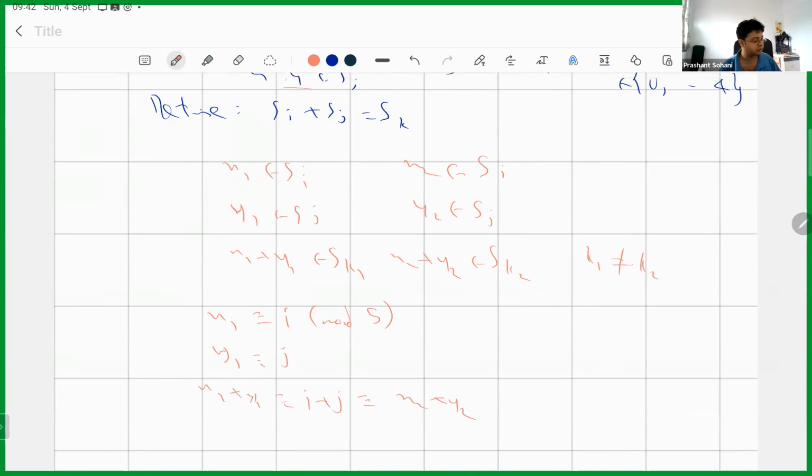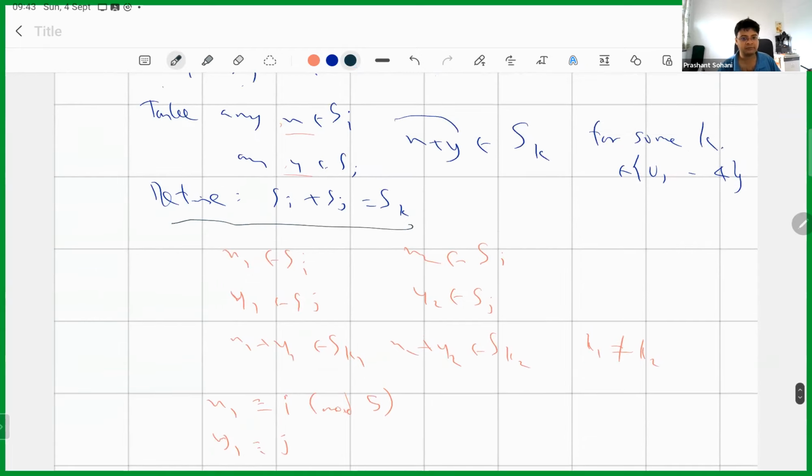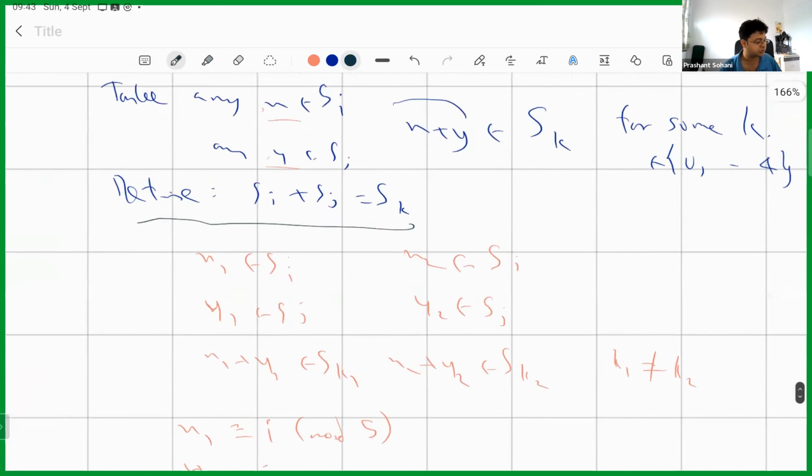This is something that we have to cross-check: that the definition I am coming up with does not depend on the choice of which x and which y I take. This is why this definition works. And the same goes for multiplication also. The same process I can use.